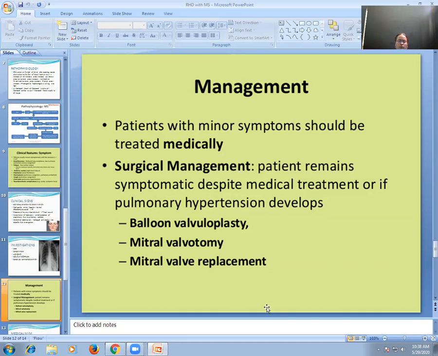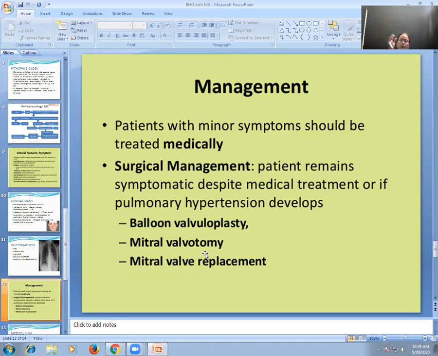So, what surgery do you have to do? In mitral stenosis, you know there is narrowing of the mitral valve opening. Now you have to open it up, which means you have to increase the lumen of the mitral valve opening. You have to make it bigger. That means you have to make the mitral valve opening larger. So that is called mitral valvotomy.